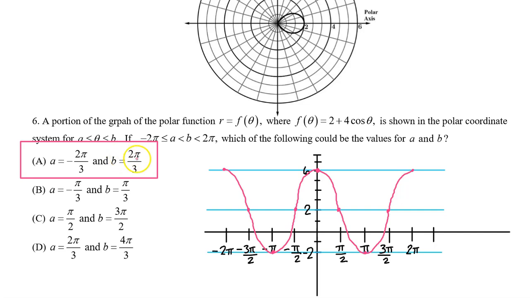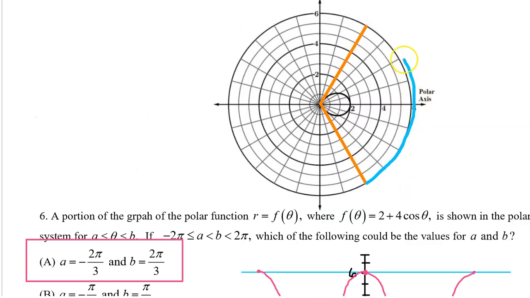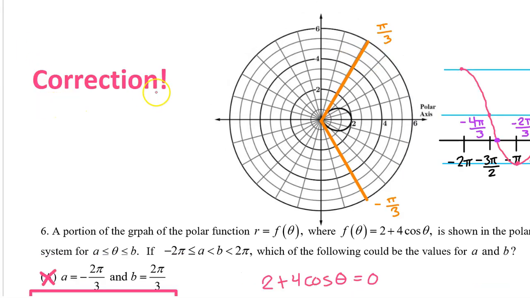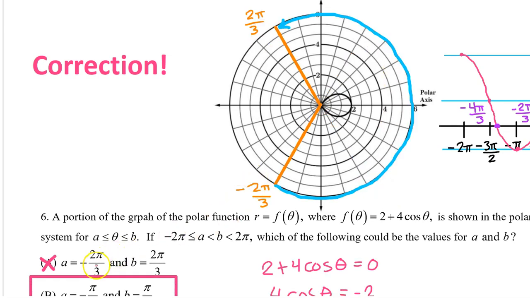Option A represents the interval from negative 2 pi over 3 to positive 2 pi over 3. That's from here to here on the polar grid. Correction, that was a mistake. This is the interval from negative pi over 3 to pi over 3. The interval from negative 2 pi over 3 to positive 2 pi over 3 actually goes from here to here. Please ignore this mistake. It does not change the answer.